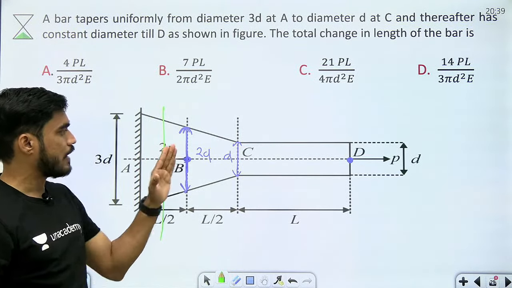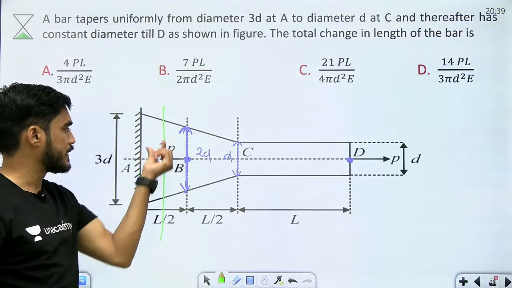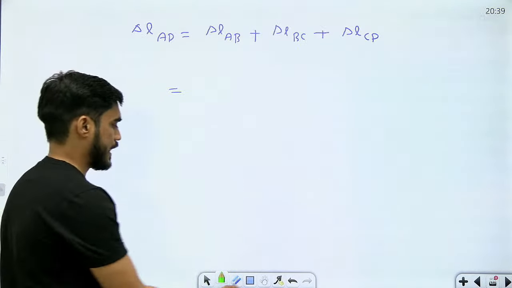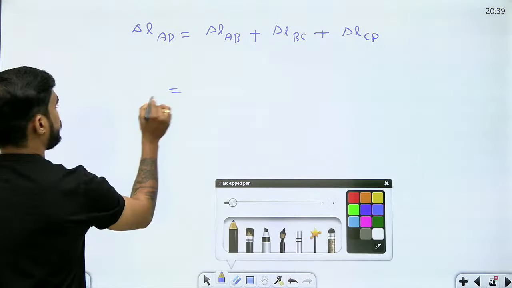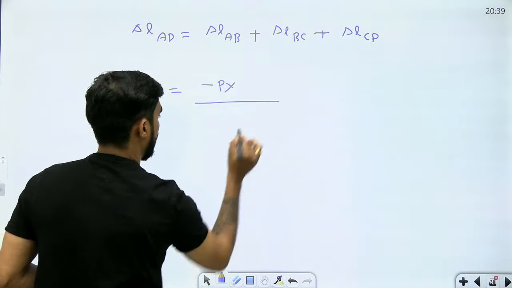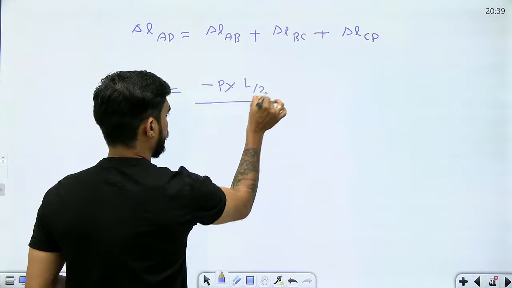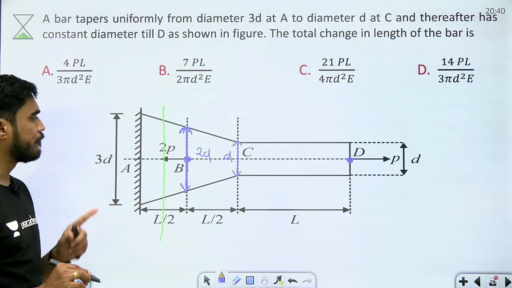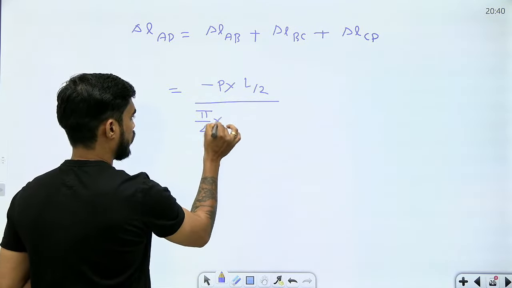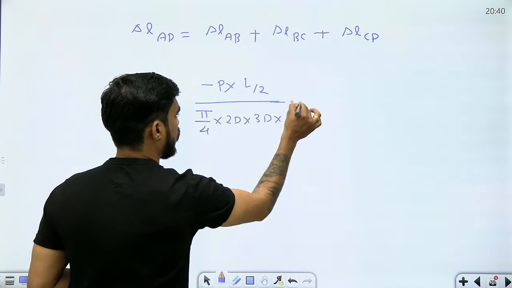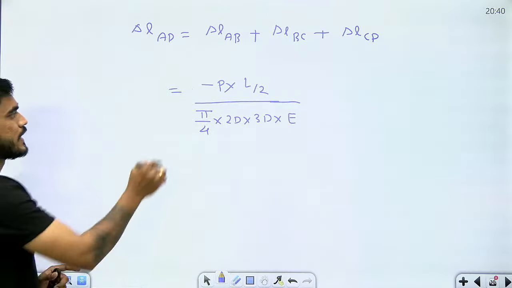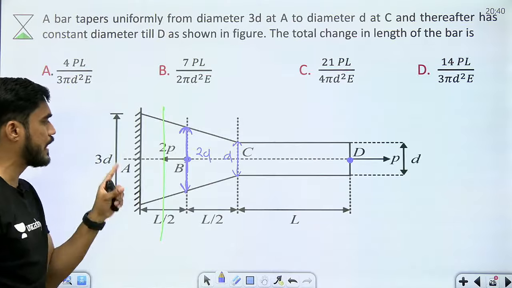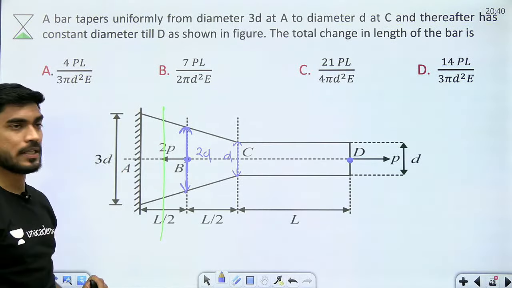AB में कितना force आएगा बेटा? P tensile, 2P compressive. तो AB में force will be minus P, right? ठीक है, AB का force will be minus P multiplied by length of AB is L by 2, divided by pi by 4 3D into 2D, pi by 4 D1 into D2 multiplied by E. ठीक है, so this is the change in length of AB, PL upon pi by 4 D1 D2 into E, right?